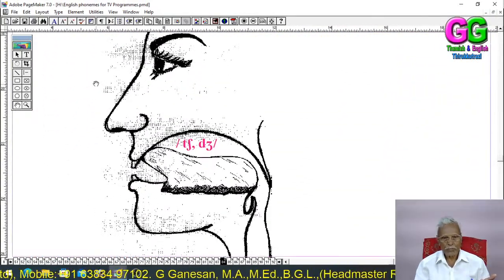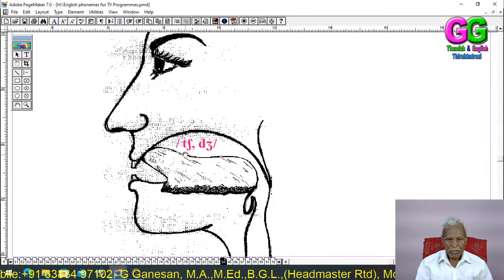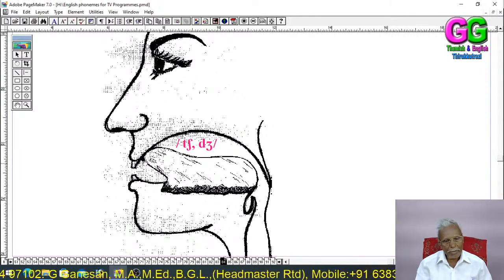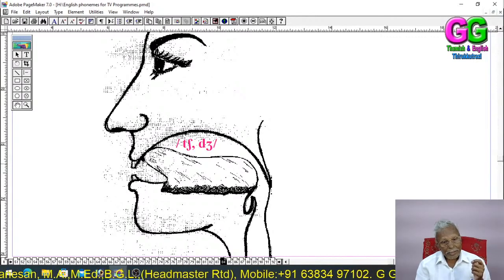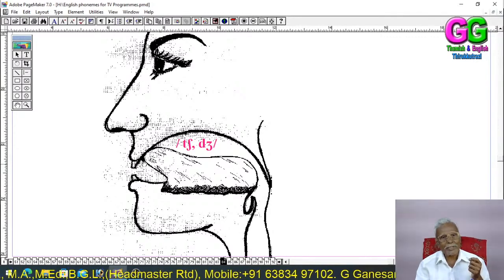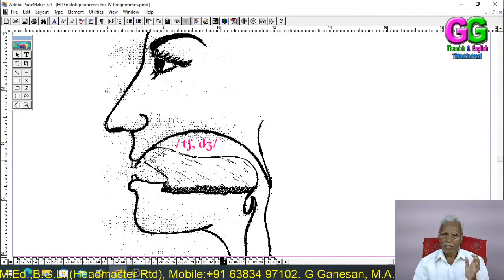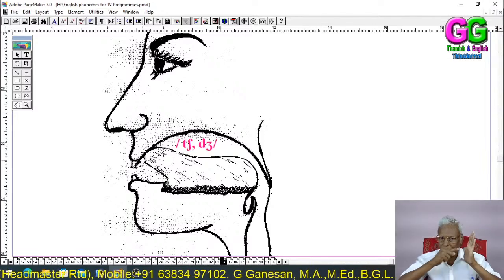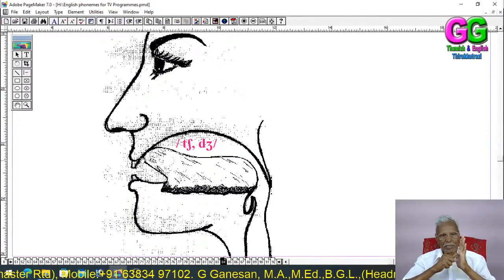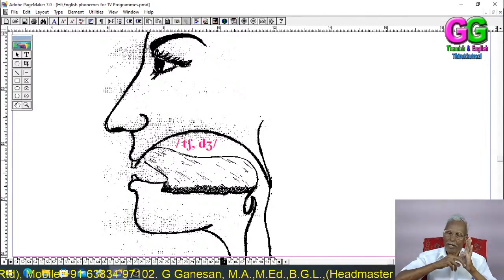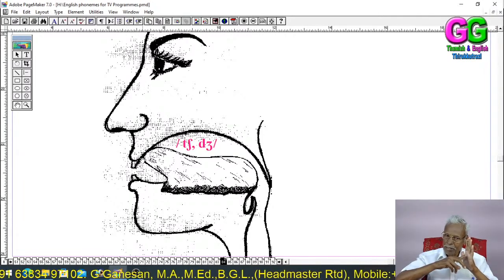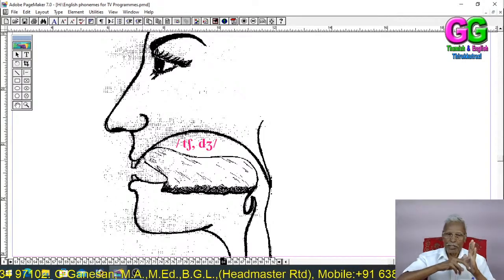You see, each is produced by making a tight contact between the tip of the tongue and the upper teeth ridge. And then sounding.